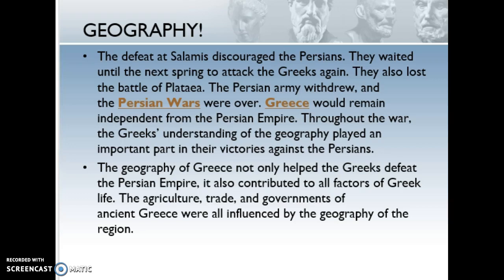Throughout the war, the Greeks' understanding of geography played an important part in their victories against the Persians. The geography of Greece not only helped the Greeks defeat the Persian Empire, it also contributed to all factors of Greek life. The agriculture, trade, and governments of ancient Greece were all influenced by the geography of the region. Please pay attention to that last paragraph, because it's really going to help you answer the LEQ.